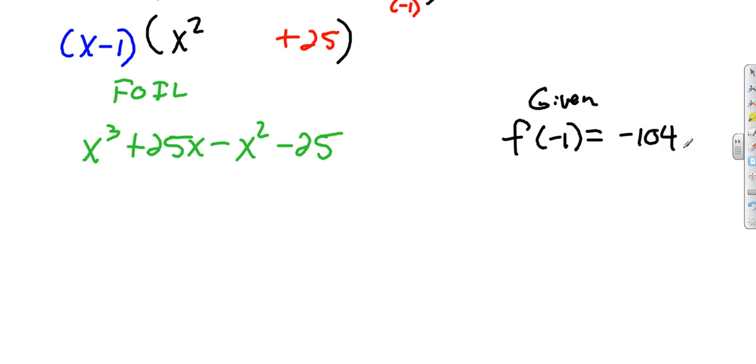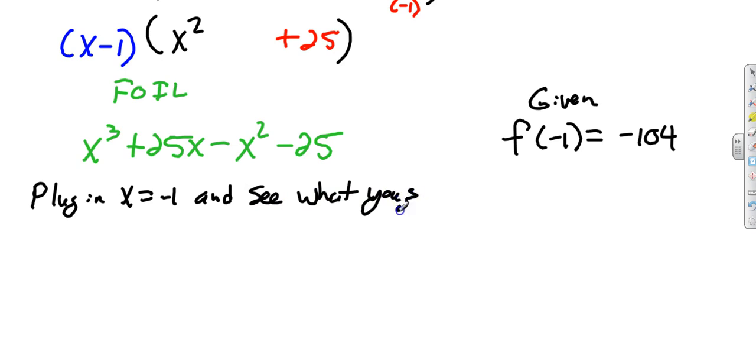They gave us that f of negative 1 was equal to negative 104. We've got to plug this back in and see what we actually get, because basically they're saying that we've done all this work, but each one of these terms might be multiplied by 2, might be multiplied by 3, there may be some constant they were multiplied by, we don't know. So they give us this one to say, all right, plug this back in. You just got to plug it back in and see what you get.